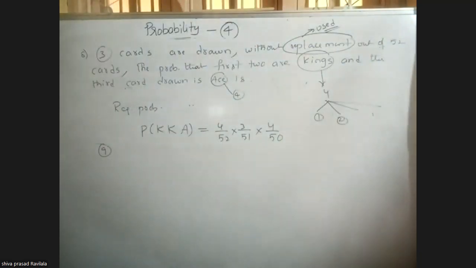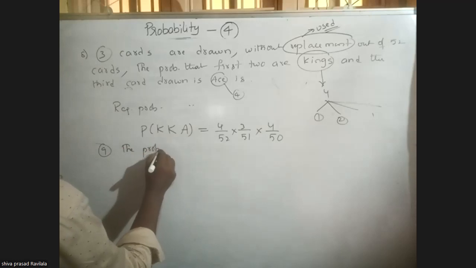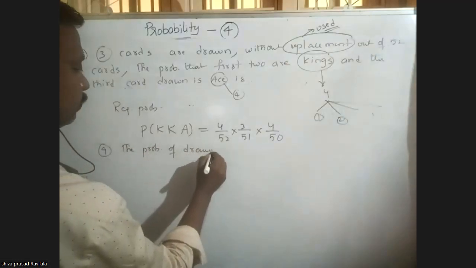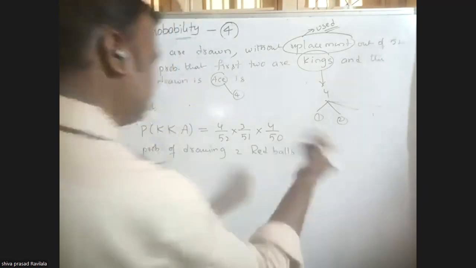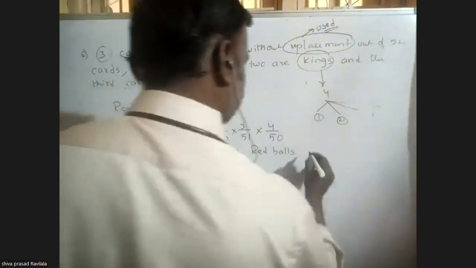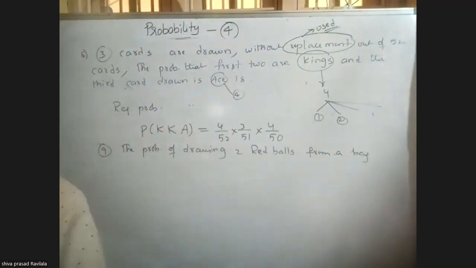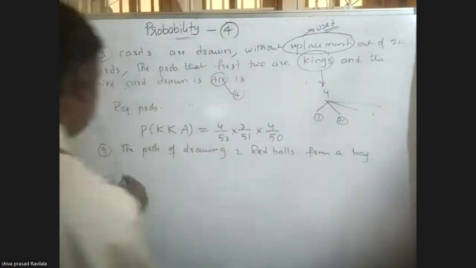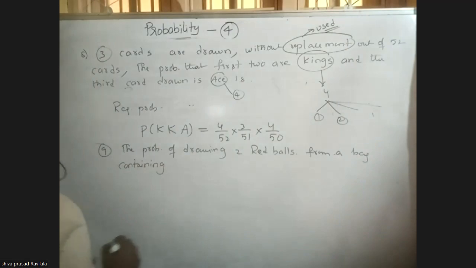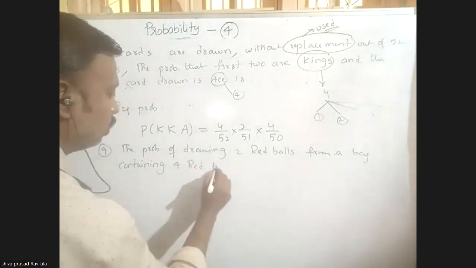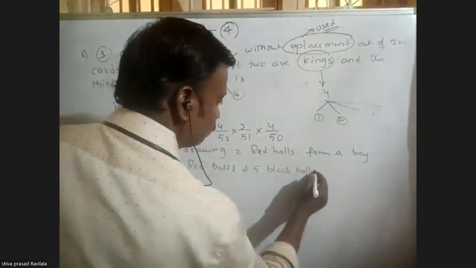Right. One more question, a series question. The probability of drawing 2 red balls in succession, one after the other, from a bag containing 4 red balls and 5 black balls.